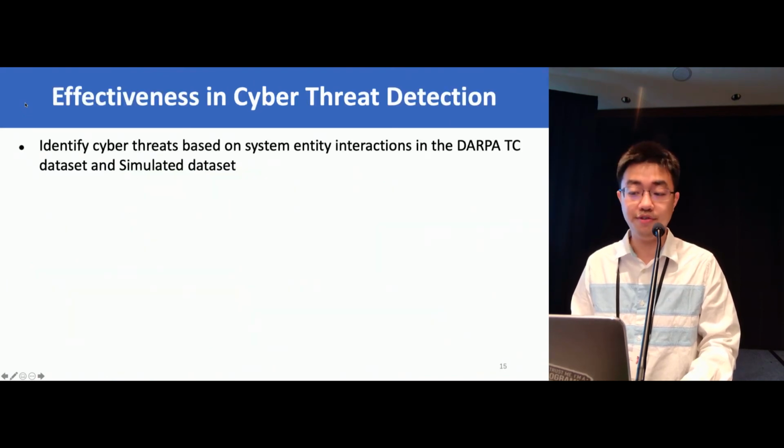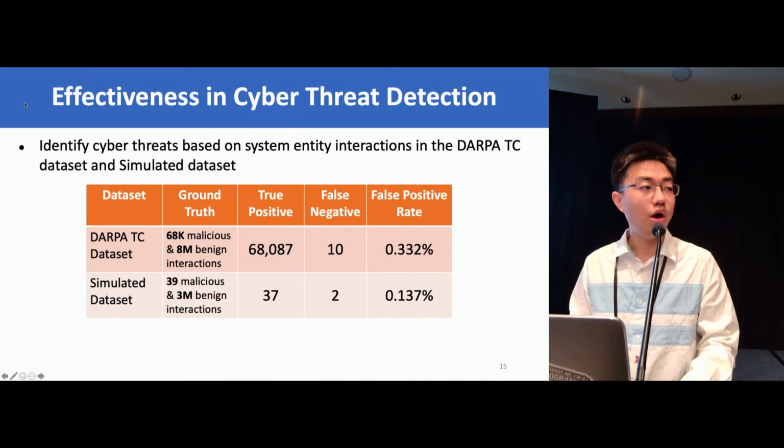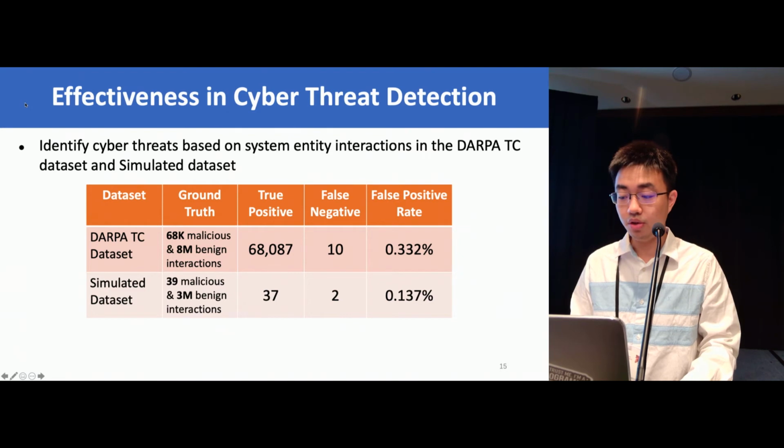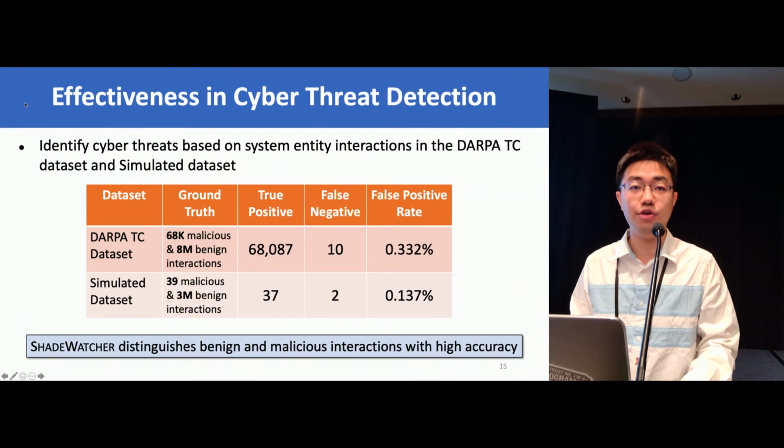In terms of ShadeWatcher's effectiveness in cyber threat detection, we aim to identify cyber threats based on system entity interactions in the DARPA TC dataset and the simulated dataset. The DARPA TC dataset has over 68,000 malicious interactions and around 8 million benign interactions. Our experiment result shows that ShadeWatcher only misses 10 malicious interactions, and its overall false positive rate is well below 1%. As for the simulated dataset, it consists of 39 malicious interactions, 2 of which are missed by ShadeWatcher. From this table, we can see that ShadeWatcher can distinguish benign and malicious interactions with a high accuracy.